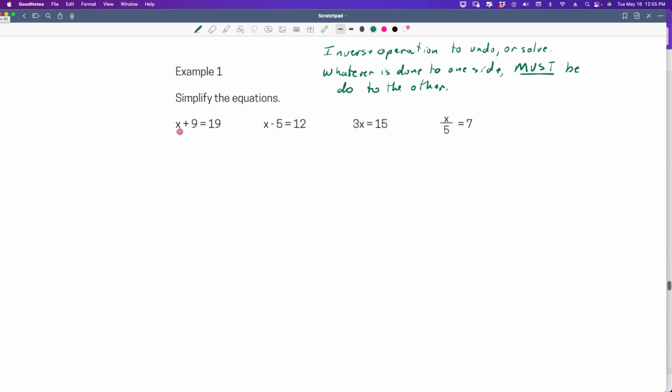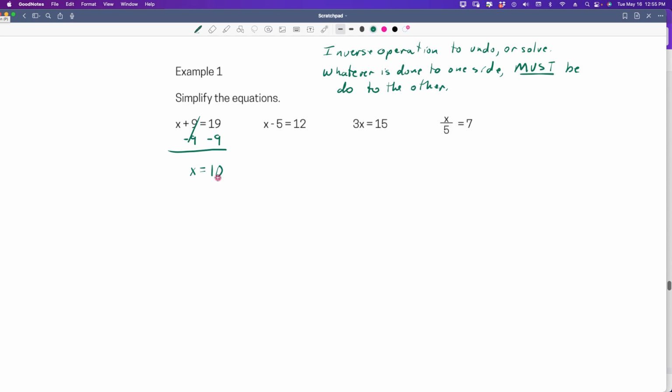So to simplify these, we're going to do the inverse operation to both sides of the equation. So here we're adding 9 to x. So the opposite of adding 9 is subtracting 9. And if we do it to this side, we're going to do it to this side as well. So this is going to be 0, so that's going to cancel. So if we draw a line here, all we have remaining is x on this side, and on this side of the equation, we have 19 minus 9 is 10. So x is equal to 10.